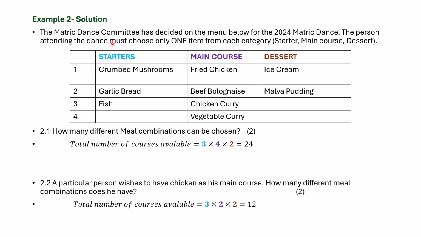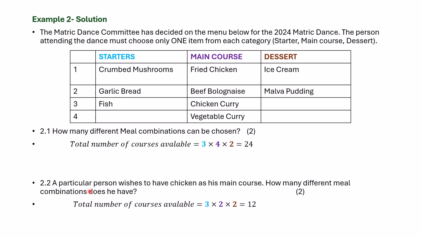Right, so now how many different meal combinations can be chosen? So there I have 3 options, here I have 4 options and there I have 2. So therefore, my total number of courses available to me is 3 times 4 times 2, which equals 24. So when you attempted it on your own, something tells me you got that first part right. Proud of you. So 12 times 2 gives me 24.